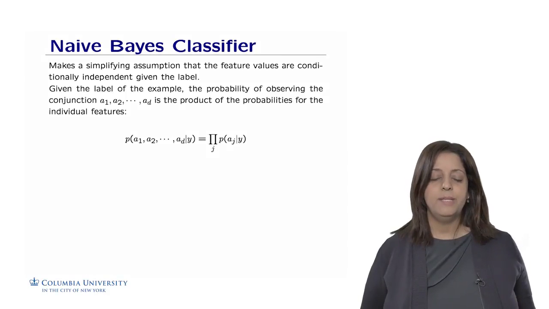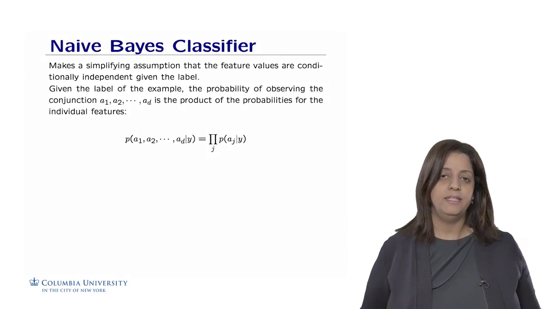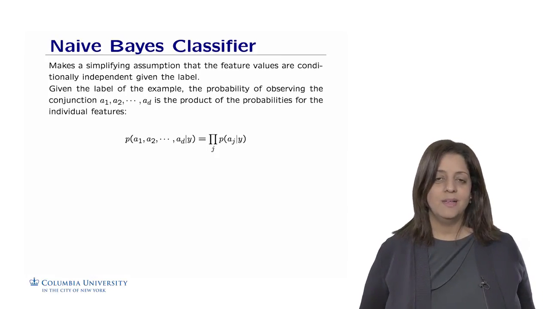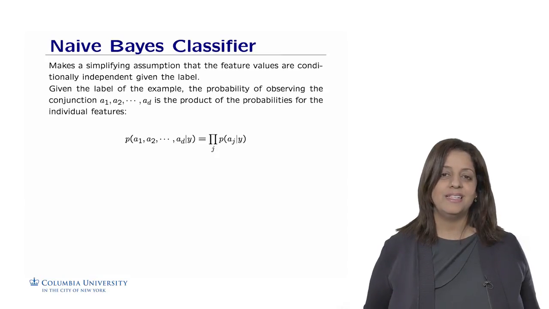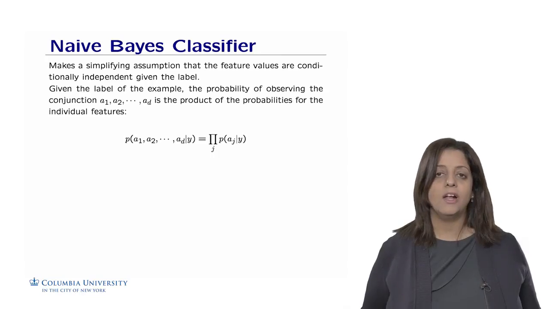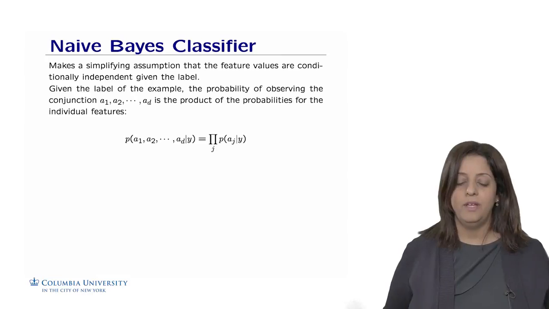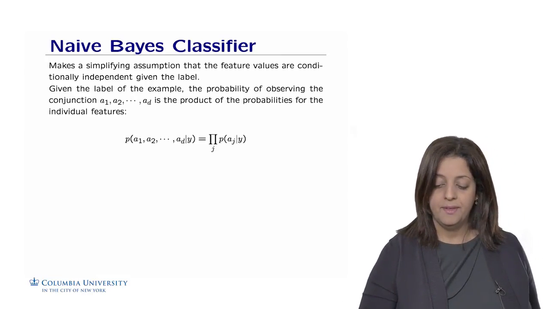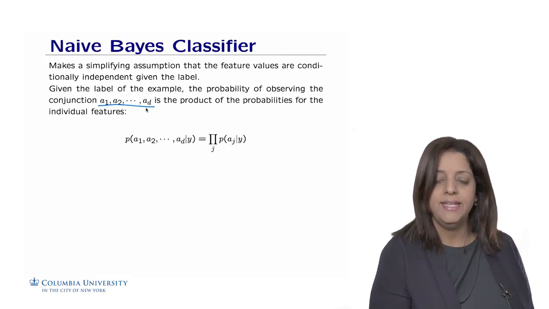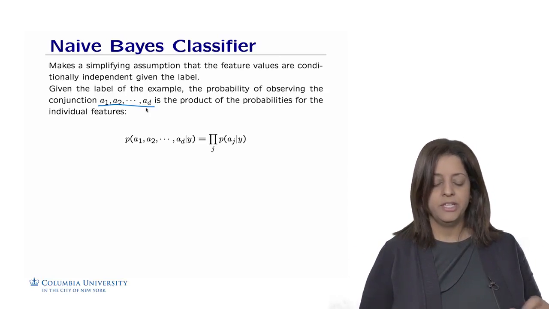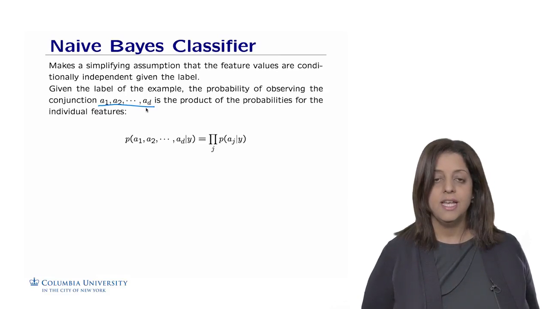It turned out that to estimate the probability of A1, A2, ..., AD given Y, we have to make some simplifying assumption. What's this assumption? This is what makes the classifier naive. We're going to make the naive assumption that the feature values are conditionally independent given the label, which means that given the label of the example, the probability of observing the conjunction A1 and A2 and AD, which is a row in the table, so the probability of observing this combination of possible values for each of the features, is the product of the probability of the individual features.